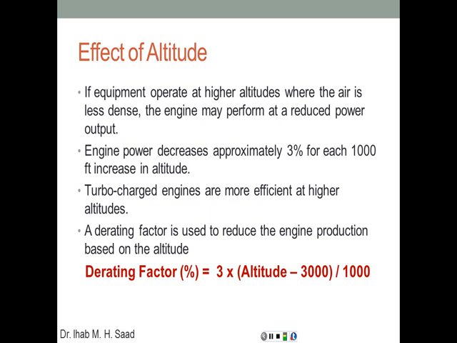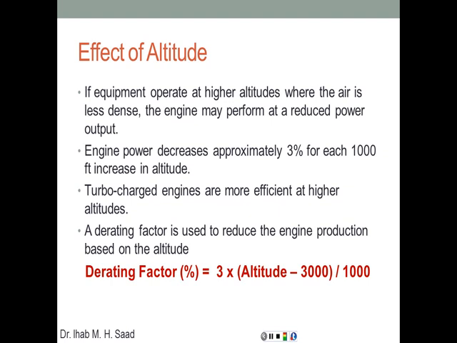You don't have to worry about the effect of altitude. A derating factor is used to reduce the engine production based on the altitude. From this equation, the derating factor as a percentage is equal to 3 times (altitude minus 3,000) divided by 1,000. 3,000 is going to be our benchmark. So working 3,000 feet above sea level is where we're going to measure the equipment performance.